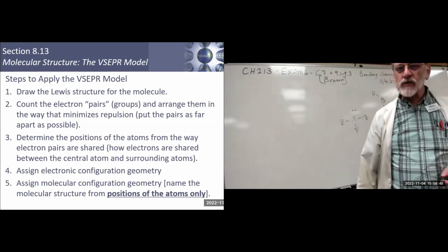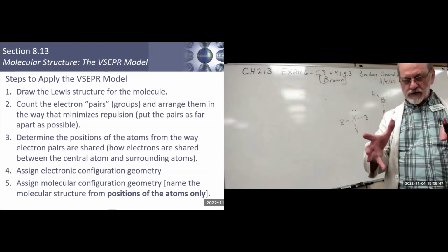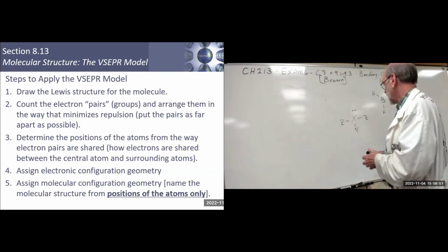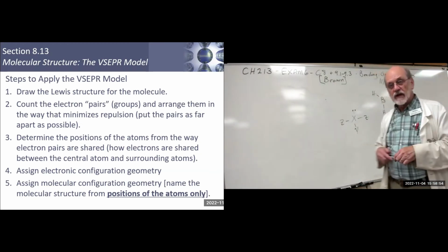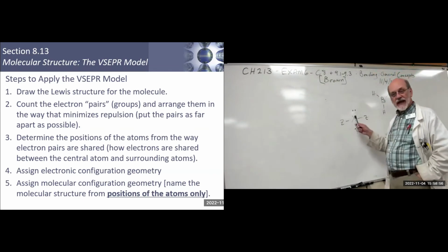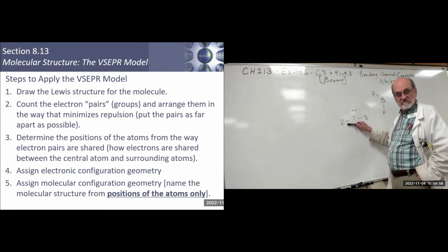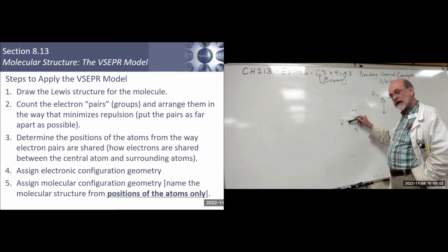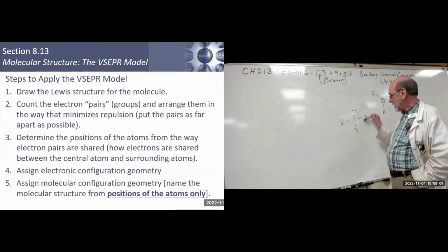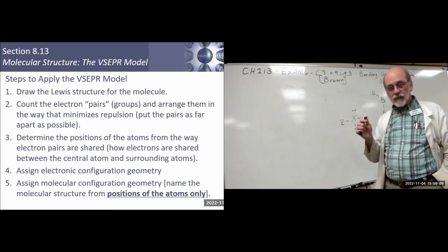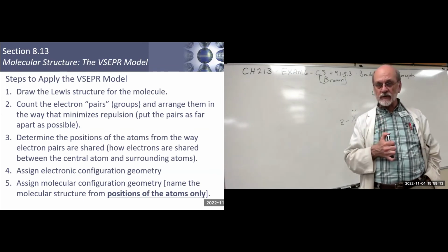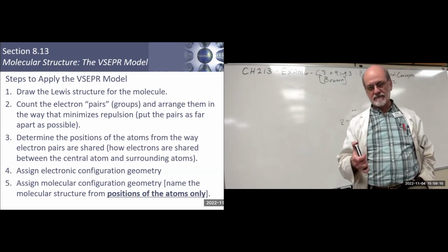Okay, so how do we use the model? These are the instructions. But in a nutshell, you count the number of groups around the central atom. If it's a single bond, one group. If it's a double bond, one group. So it doesn't matter if it's single or double. And then, in this case, it'd be 1, 2, 3, 4. And then you apply those 4 groups to the regular geometry that is assigned to them.